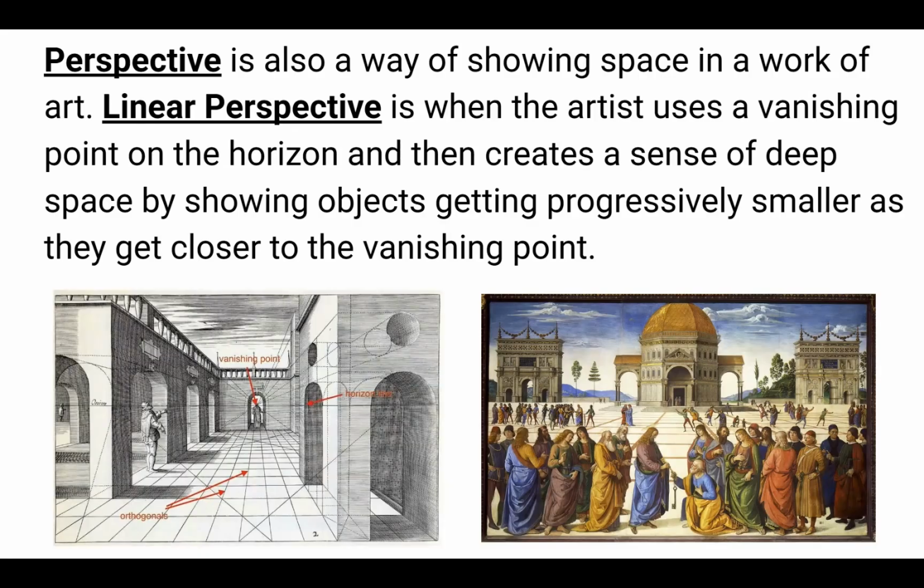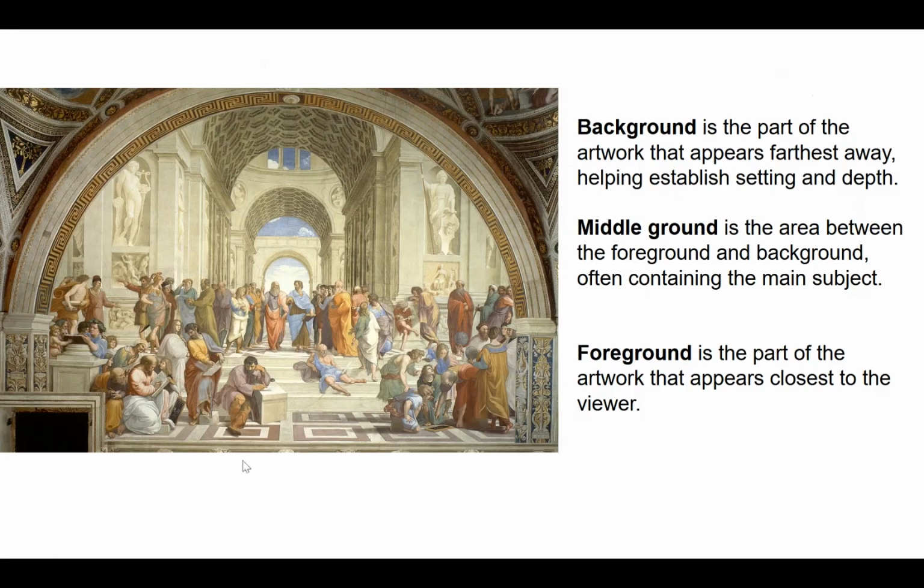So linear perspective is when the artist uses a vanishing point on the horizon, uses lines, okay, to create a sense of deep space. Also by showing the objects getting progressively smaller as they get closer to the vanishing point. We'll go into that in more detail later.